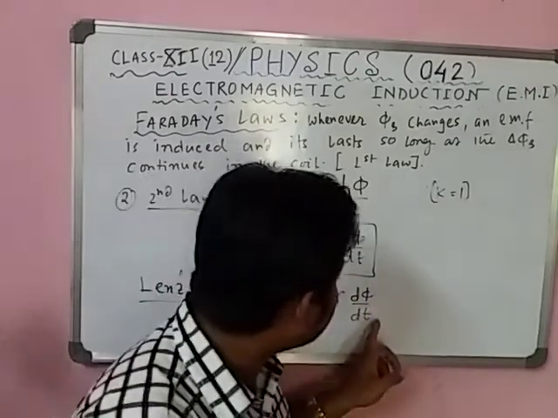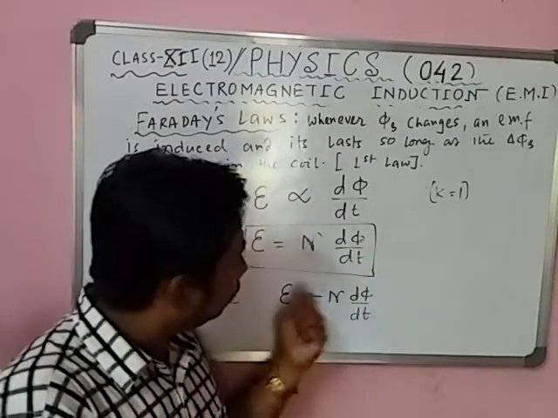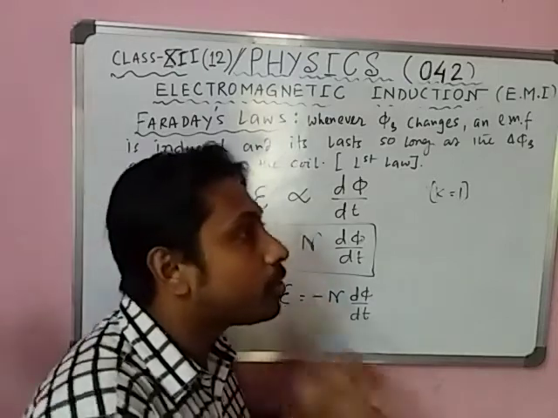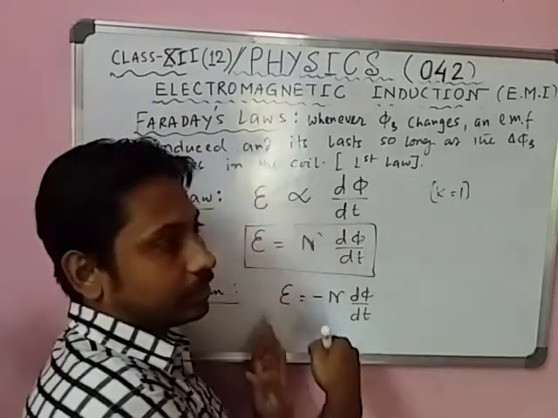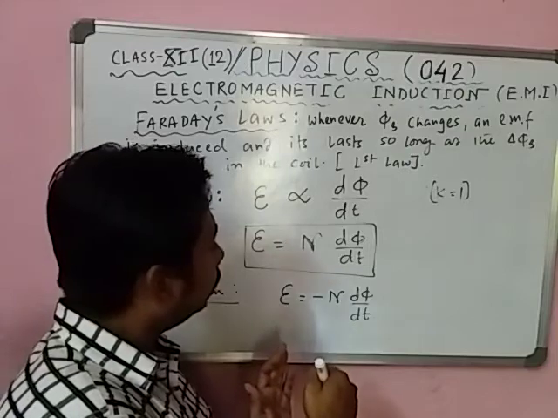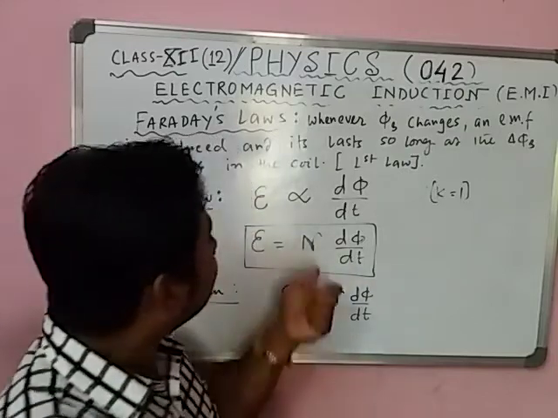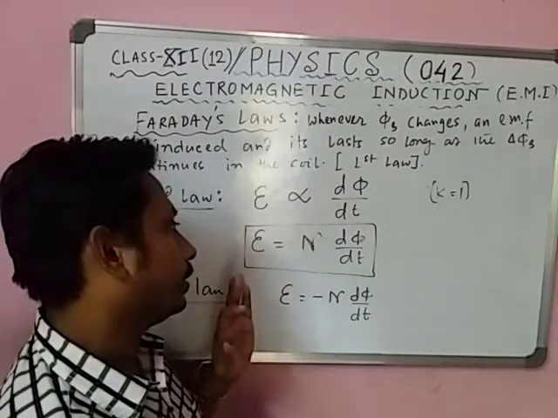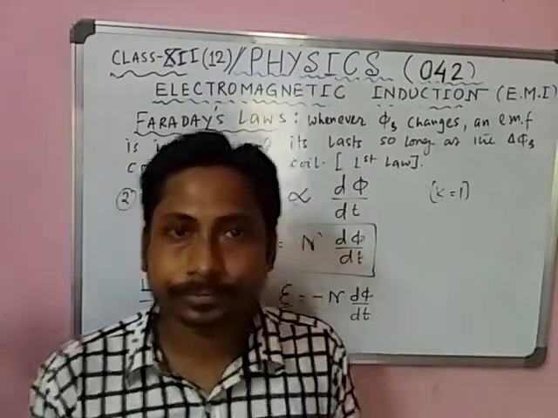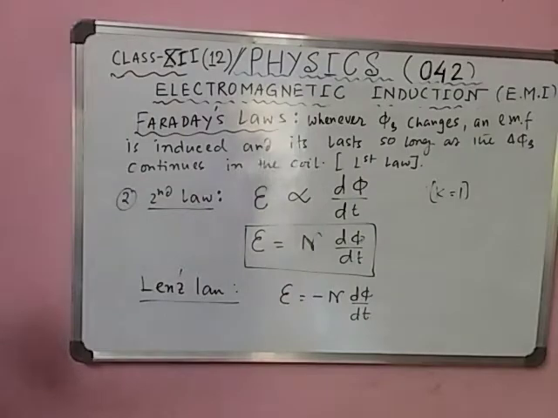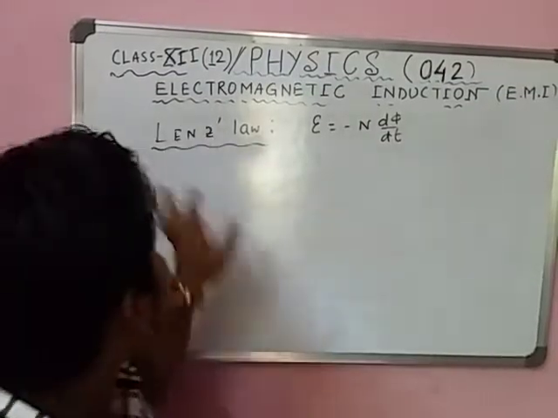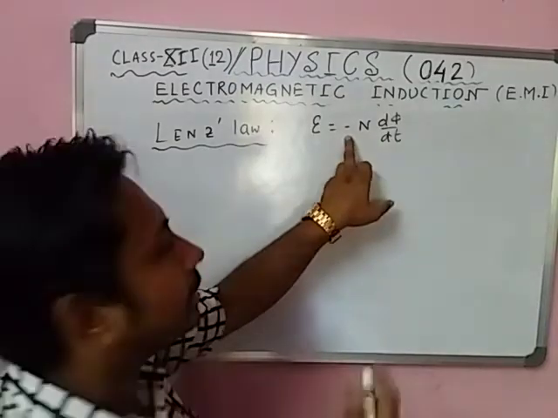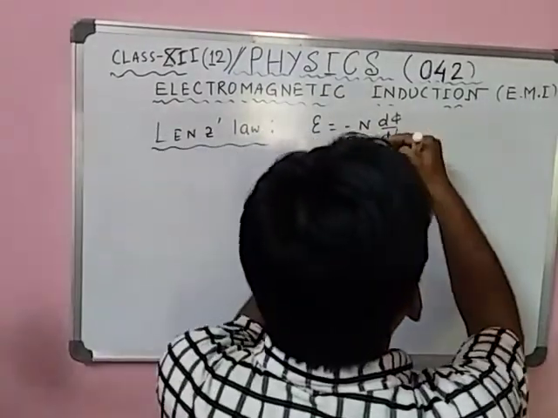So dφ/dt, the change of flux, actually produces the EMF, and the negative sign represents that it always opposes the cause which produces it. So this is Lenz's law, same as Faraday's law, only with a negative sign in front. Now Lenz's law tells about E = -N dφ/dt. The negative sign represents that it always opposes the cause which produces it.